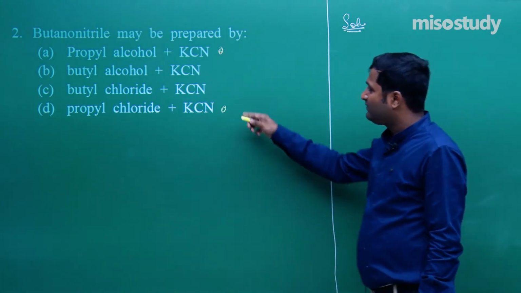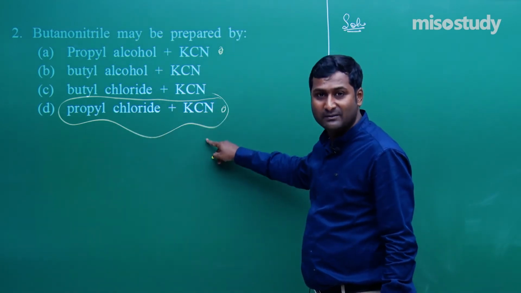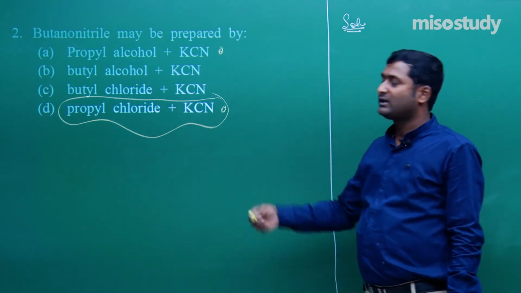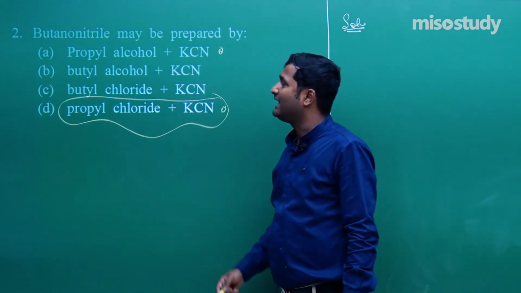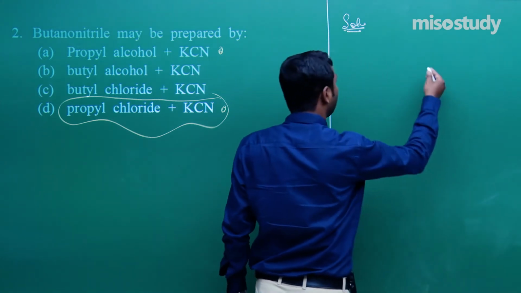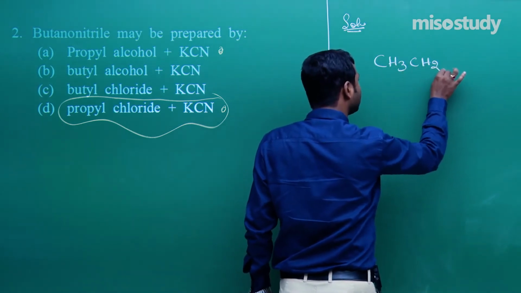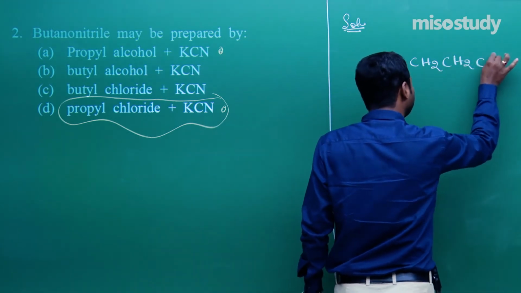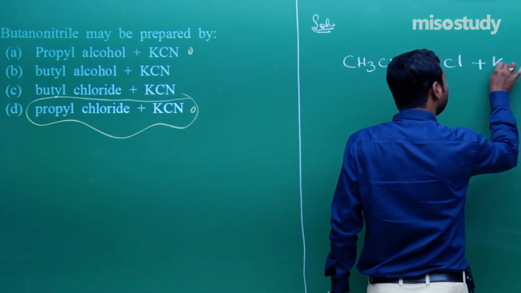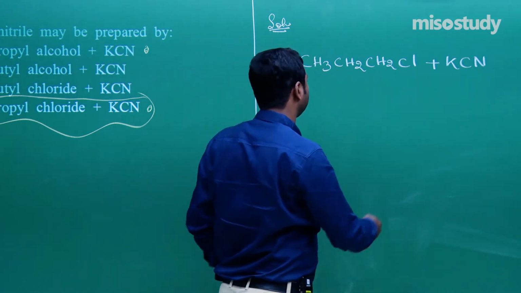As we know, if I take propyl chloride, the reaction is feasible. By using alkyl chloride on treatment with KCN, we can easily get butanonitrile. So among the options, D is the correct option. That is CH3, CH2, CH2, Cl, that is propyl chloride plus KCN. Am I right? Okay.